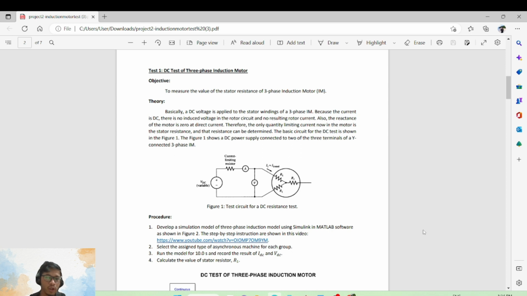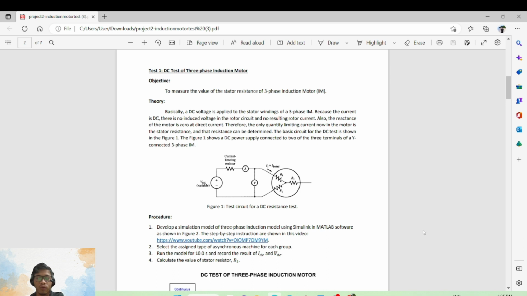Assalamualaikum. My name is Mohammad bin Osman. I will continue the presentation for test 1, which is the DC test of the three-phase induction motor. As you know, a three-phase induction motor is an electromechanical energy conversion device which converts three-phase input electrical power into output mechanical power. A three-phase induction motor consists of a stator and rotor.